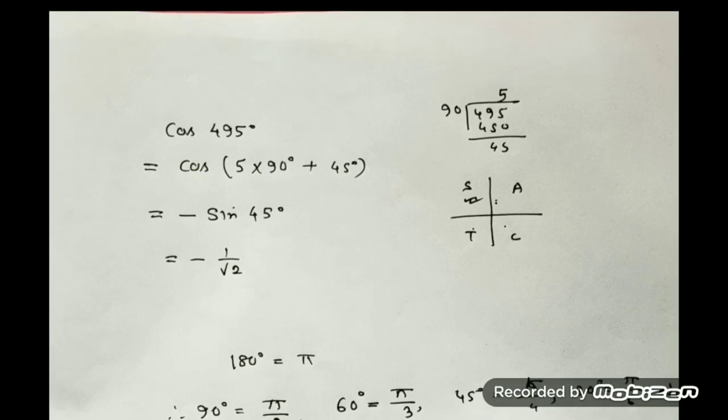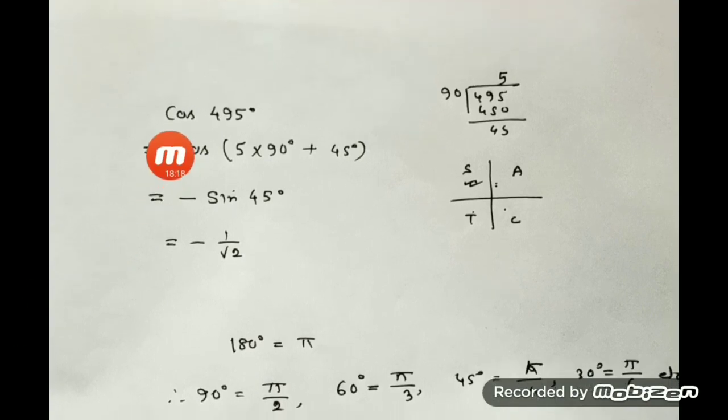Okay. One more example, let me give you. Here I just want to find the value of cos of 495 degree. Any value we can find like this. So first, what is the way? We divide 495 degree by 90. That gives you 5 times 90, which is 450. Subtracting, we have 45 degree. So 495 can be written as 5 into 90 plus 45 degree.